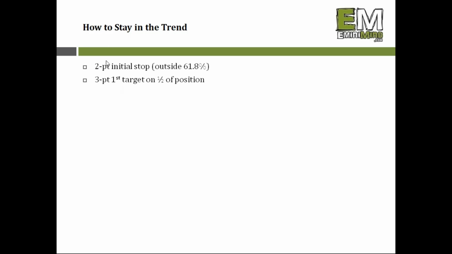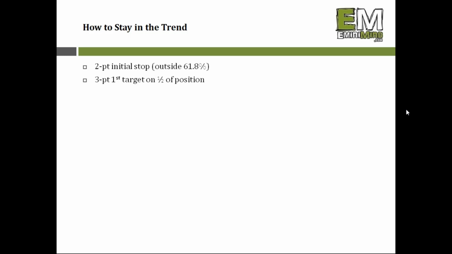So I like to use a 2-point stop on the ES, and a 3-point first target on half the position. Let's say you have 2 contracts, and the 2-point stop is for both of those contracts as the initial stop. And then one of those contracts has a 3-point first target. If I'm using 8 contracts, then I would just put a 2-point stop for the full 8 contracts, and then 4 of those 8, half the position, gets a first target of 3 points.